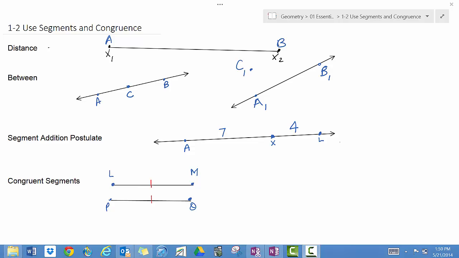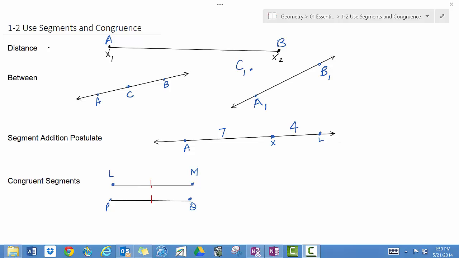In geometry, a rule that is accepted without proof is called a postulate or an axiom. A rule that can be proved is called a theorem, and you can use postulates or axioms to prove a theorem. On the third line down, you will see the segment addition postulate, and we will come to that shortly. But before we do that, let's talk about distance.